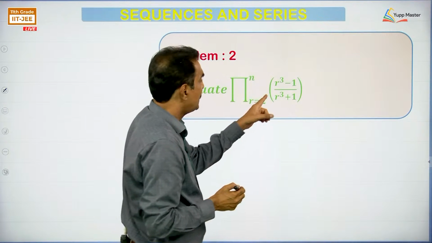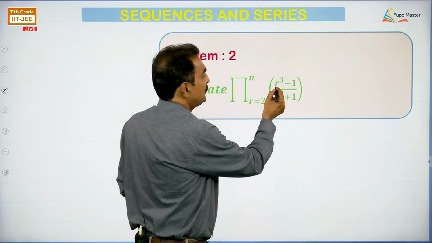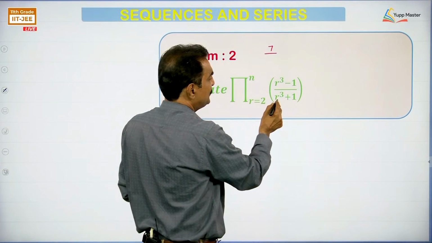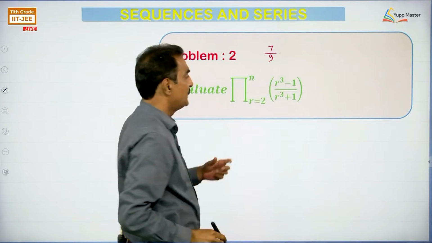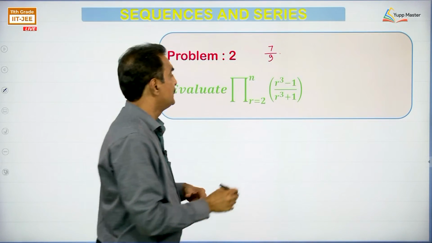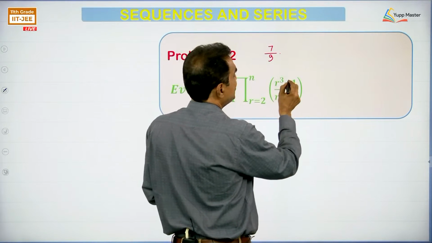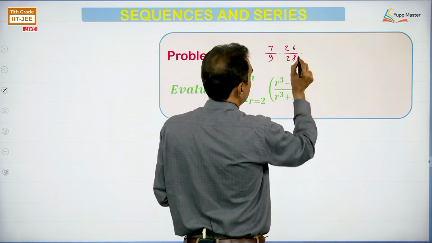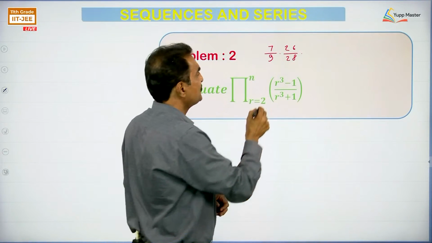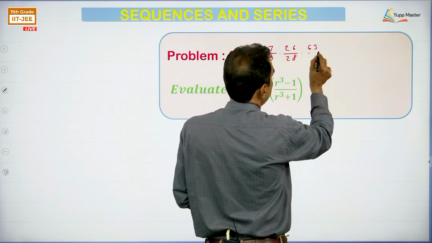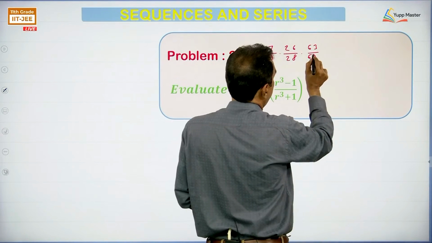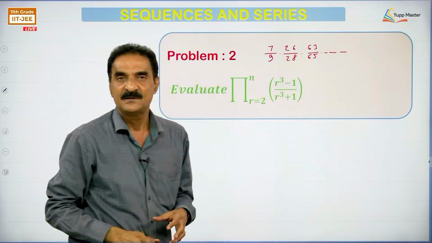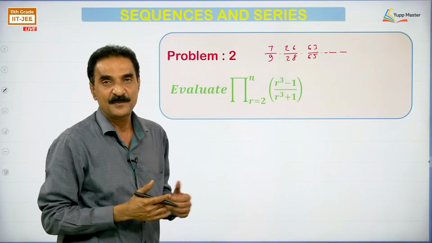So if you take r is equal to 2, what are you getting? 2 cube, 8 minus 1, 7, 7 by 9. Putting r is equal to 3, 3 cube, 27 minus 1, 26 by 28. Putting r is equal to 4, 4 cube 64, 64 minus 1, 63 by 65. And if you continue like this, no term is getting cancelled. So we cannot write it as a telescoping product.